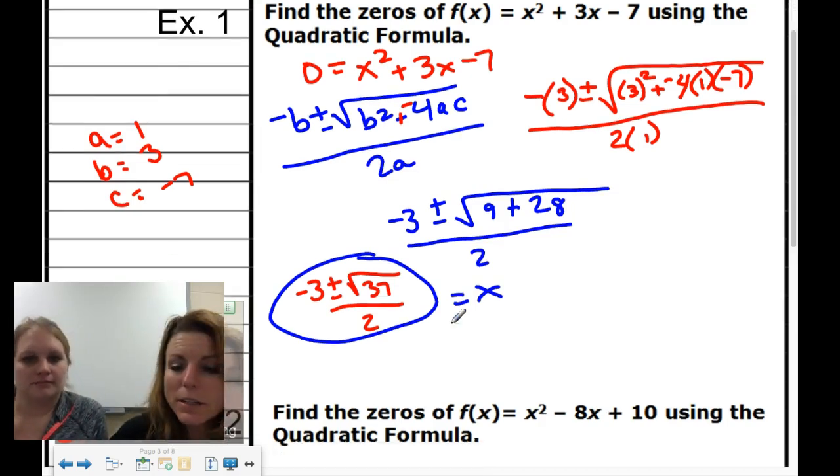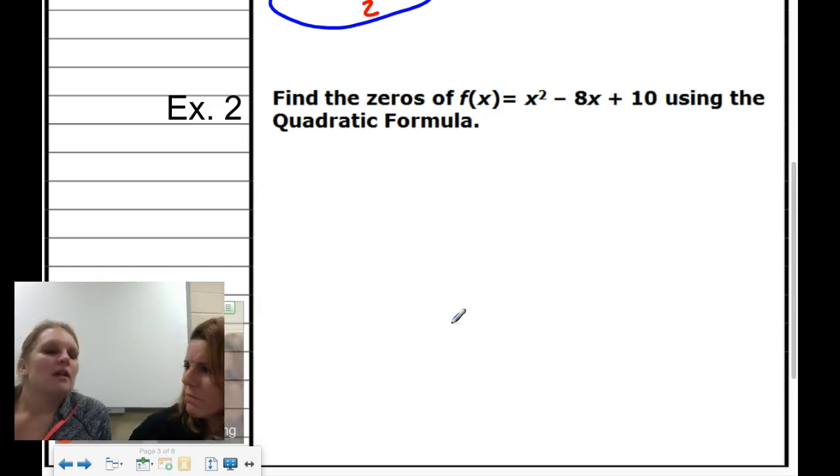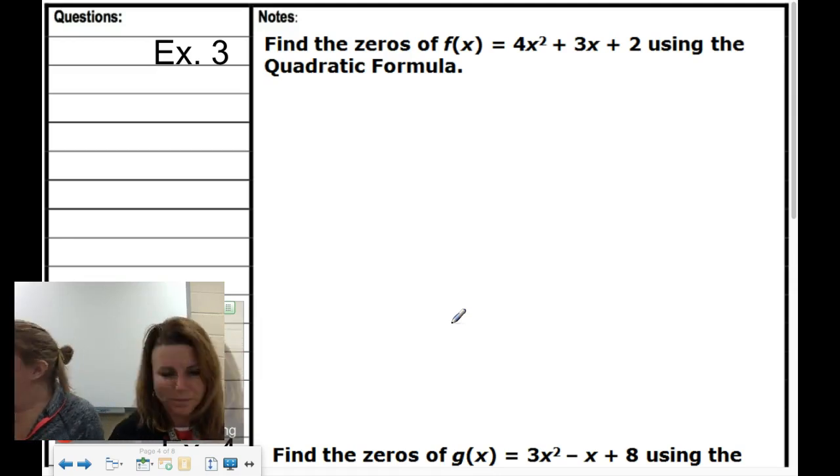So now, if we look at this example, I'm trying to think how many we have. Well, why don't we maybe skip this one and go to the example. Let's do this one.